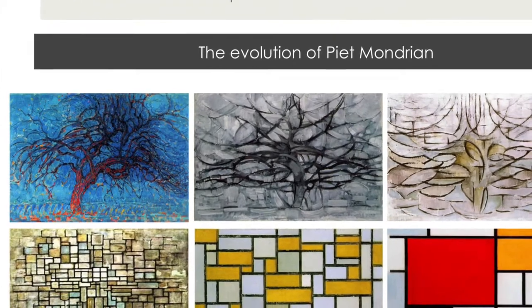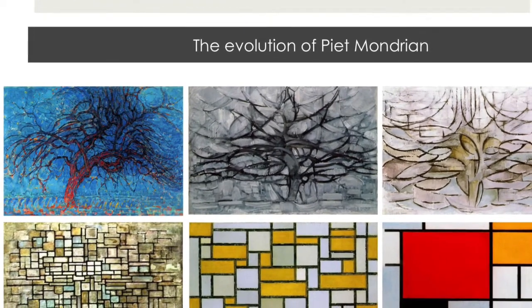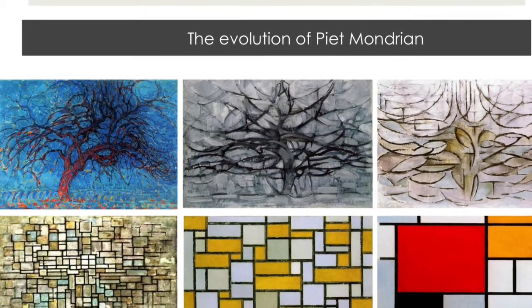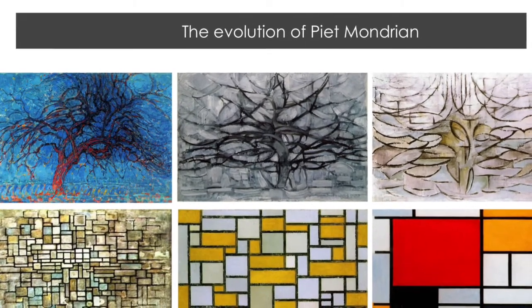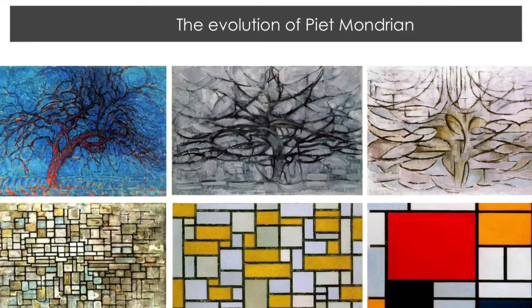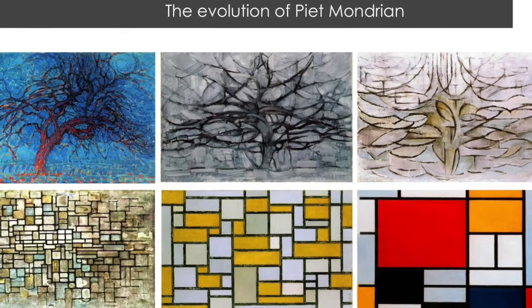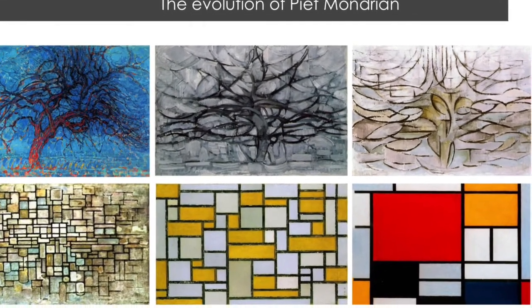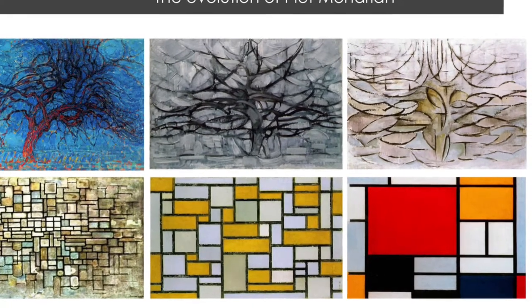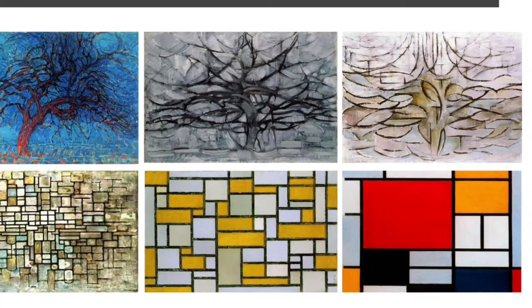So here I have a series of pictures by Mondrian from some of his earlier work to some of his later work. As you can see, the first picture is a figurative painting of a tree in a kind of landscape, and then he moves on to simplify and to abstract his pictures even more as he moves along.